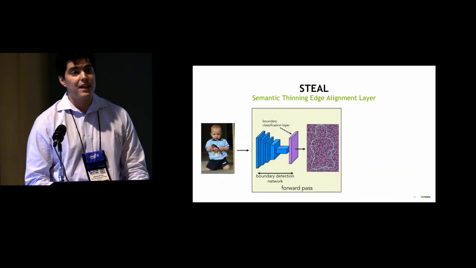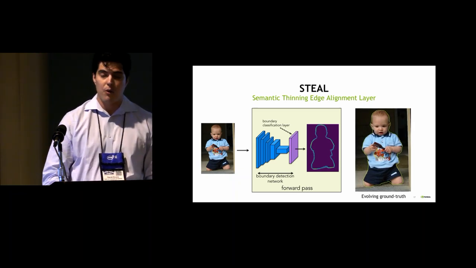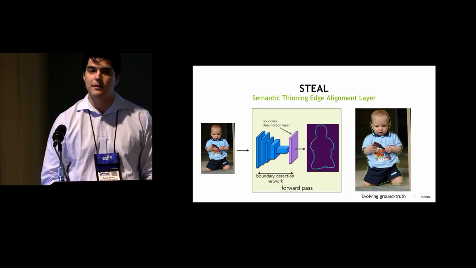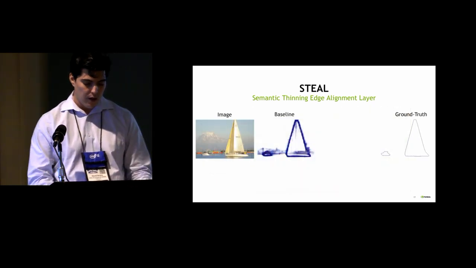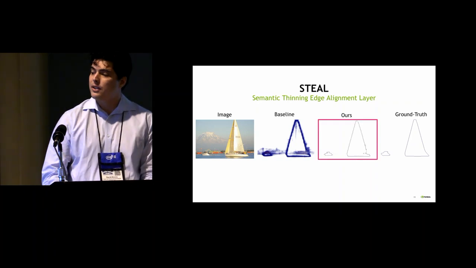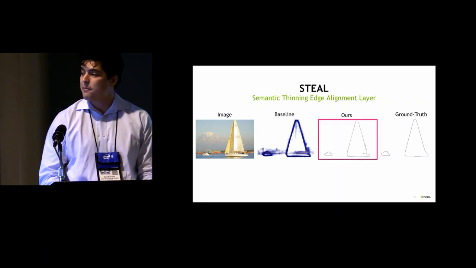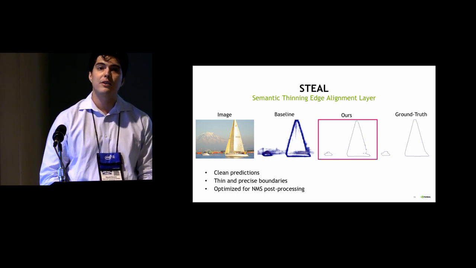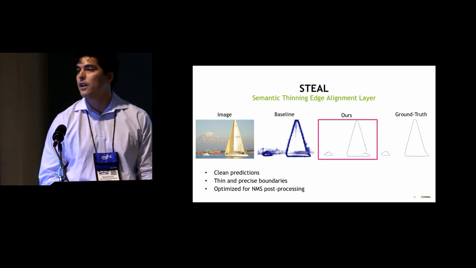Our framework is general, and it doesn't rely on any network architecture, so it can be added in a plug-and-play fashion to any existing backbone. Here, we use CASENet. We can see that the predictions obtained by our approach are sharper, and many of the false positives are removed. The predictions are also optimized for post-processing due to the new regularizer.